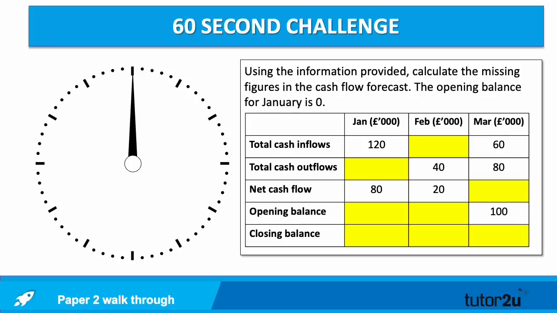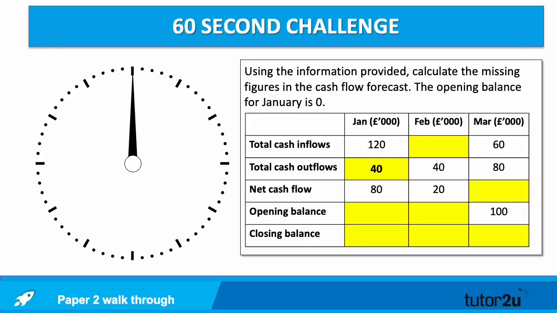So in terms of January, look at the column headings. First of all, we can see that the figures are all in thousands. So it's not £120 for January for cash inflows, it's £120,000. So we've been given the total cash inflows and the net cash flow for that month. Now, you should know the formula for net cash flow is total cash inflows minus total cash outflows. So if we know the inflows and we know the net cash flow, the total cash outflows will be the difference between the two. So in this instance, it will be £40,000.